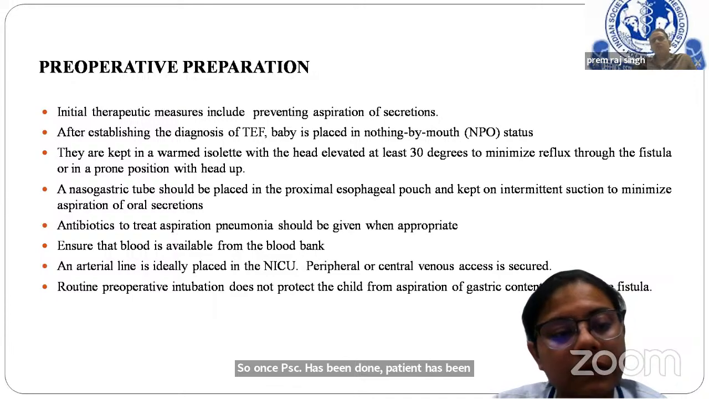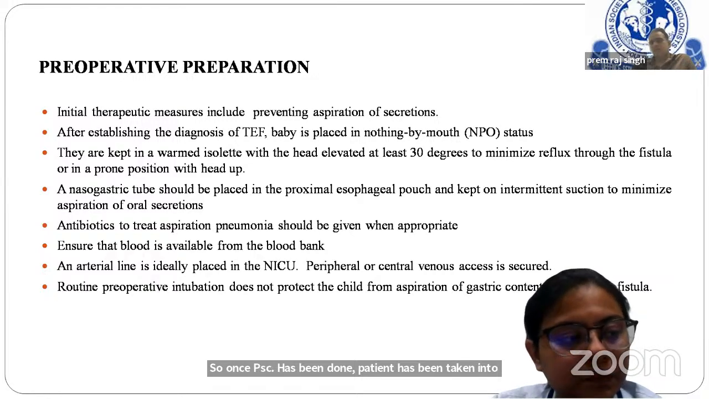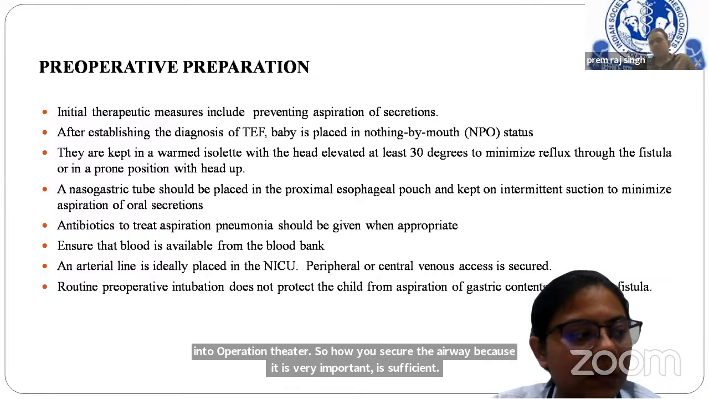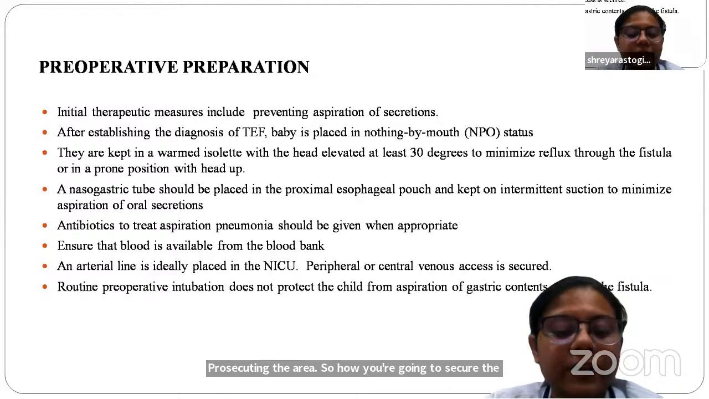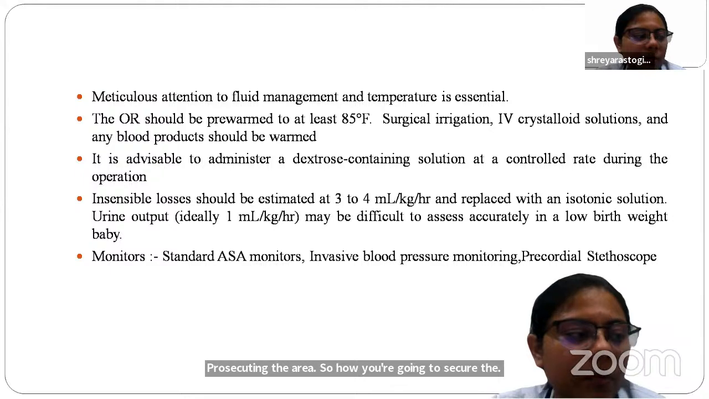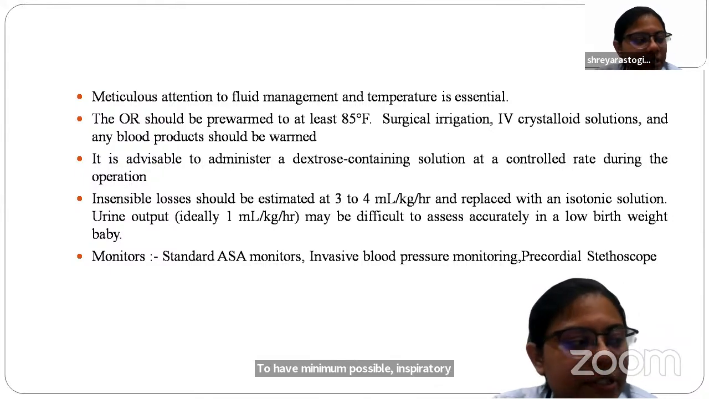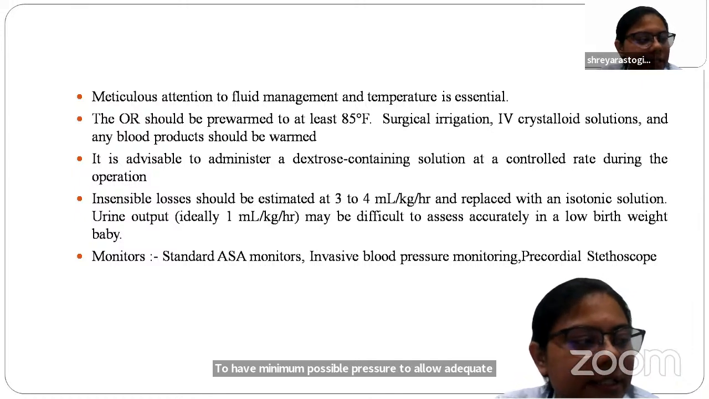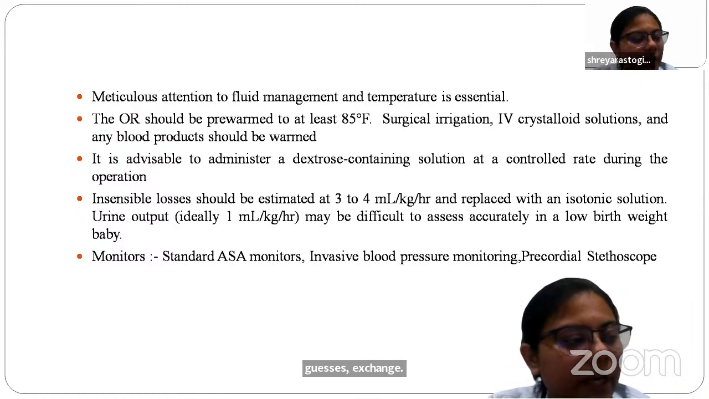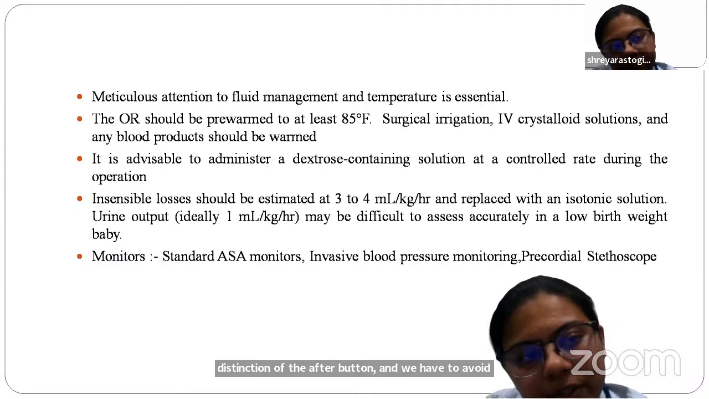So how are you going to secure the airway? Because it is very important in tracheoesophageal fistula to secure the airway. So how are you going to secure the airway in this case? In securing the airway, my primary goal is to have minimum possible inspiratory pressure to allow adequate gaseous exchange. We have to avoid atelectasis, we have to avoid distension of the abdomen, and we have to avoid positive pressure mask ventilation. There are several ways to do so.